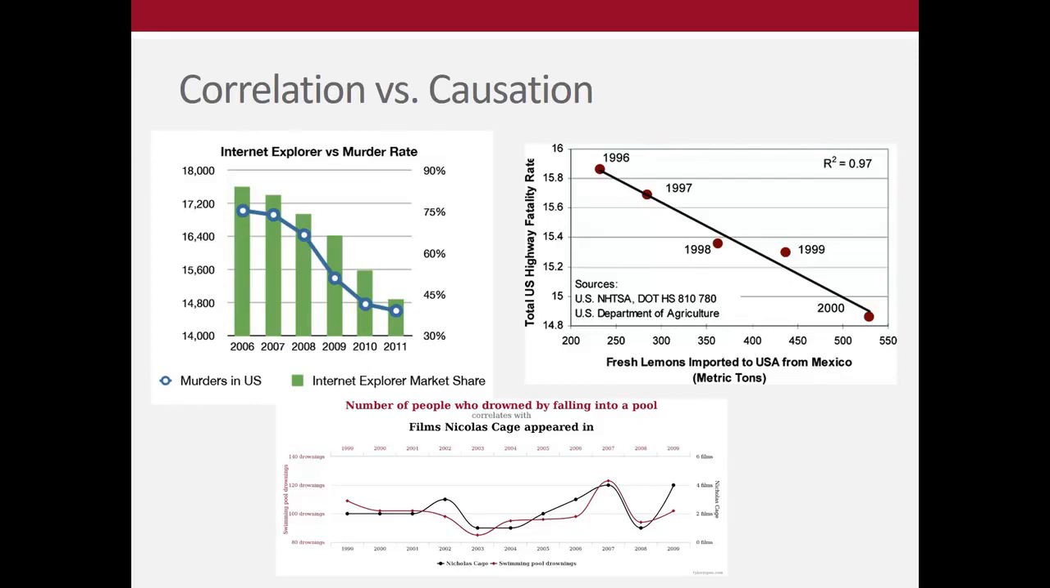I think I've got another one here. Oh, okay, great. All right. I can point, right? I've got long arms.